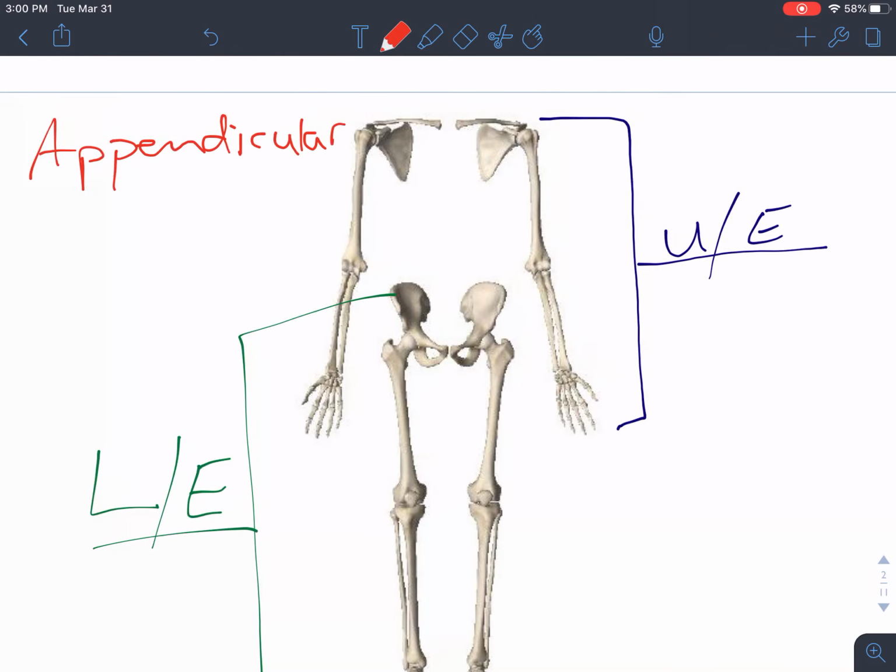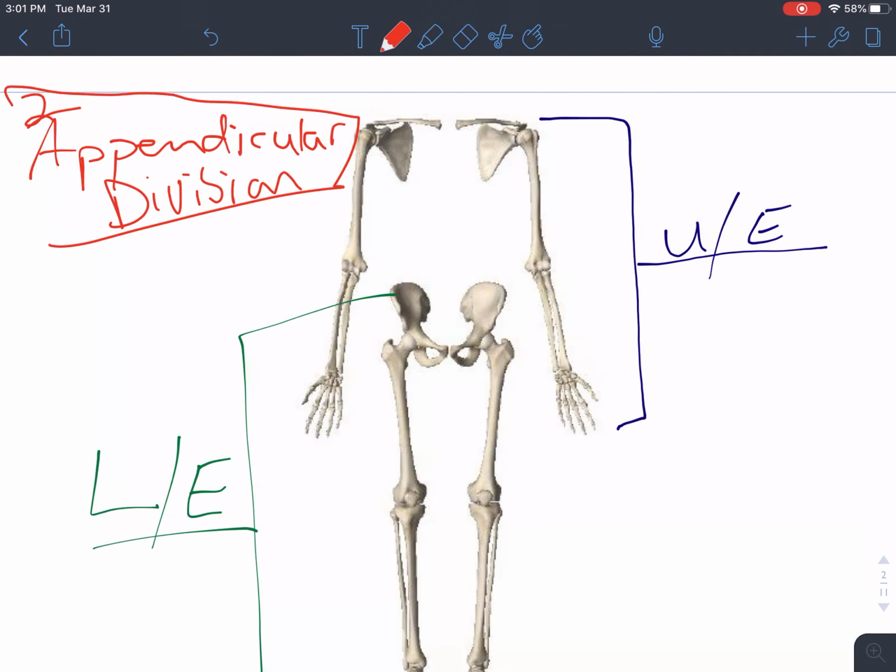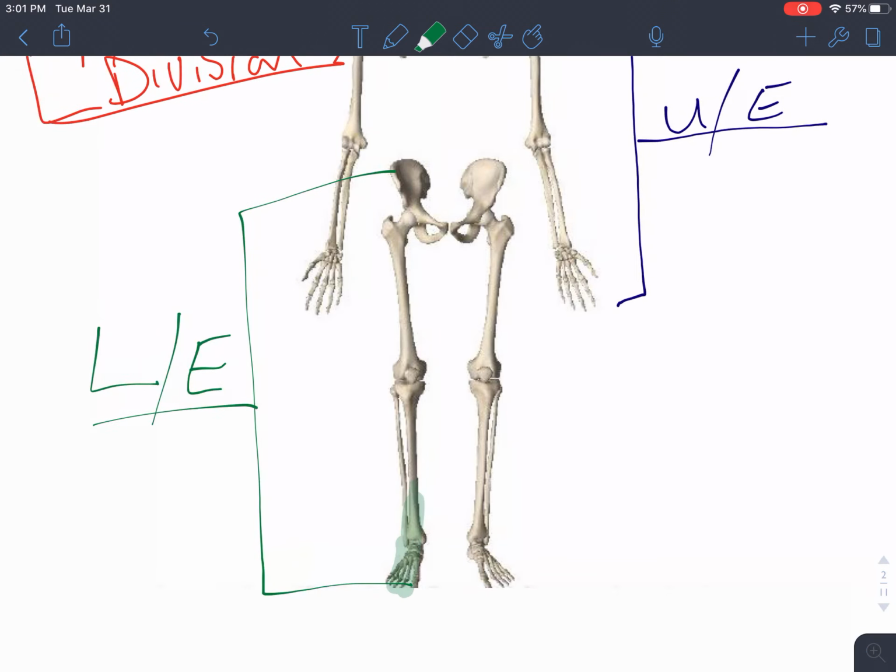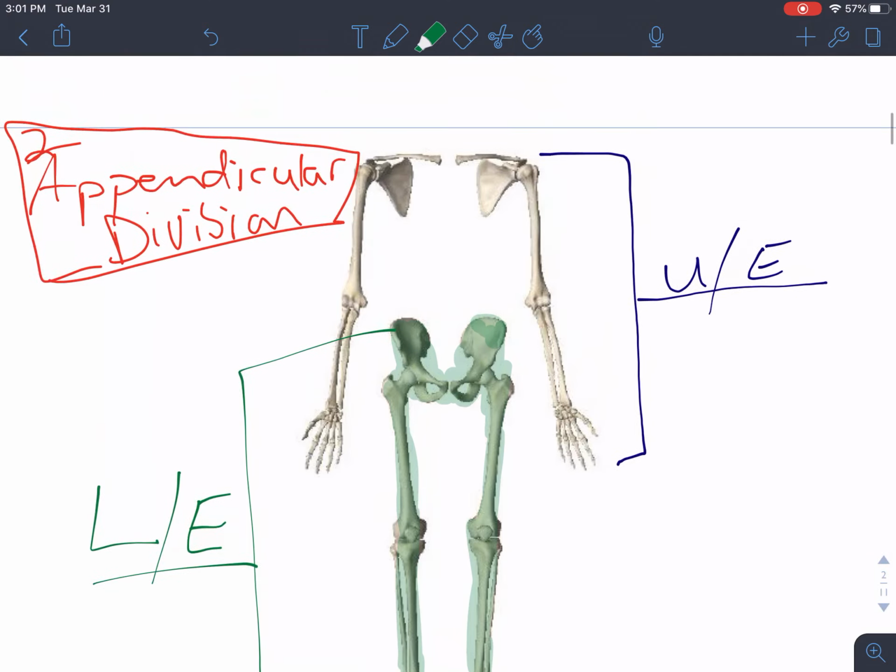Next we have, I did not erase this, your appendicular division. This is the second division, and that consists of two things, UE and LE. So what do you guys think that stands for? Your LE is your lower extremity, and your UE is your upper extremity.